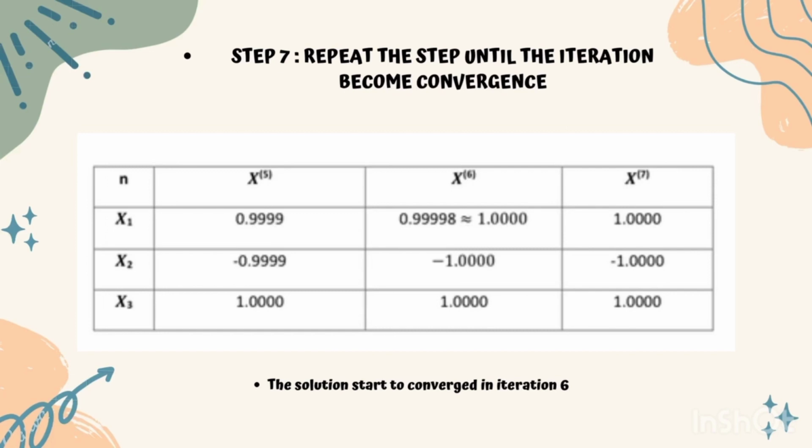Step 7. Repeat all the steps until the iteration become convergence. As you can see, the table show at iteration 6 we get x1 equal to 1, x2 equal to negative 1, and x3 we get 1. So, we can conclude that the solution start to converge in iteration 6 in the Gauss-Seidel method.